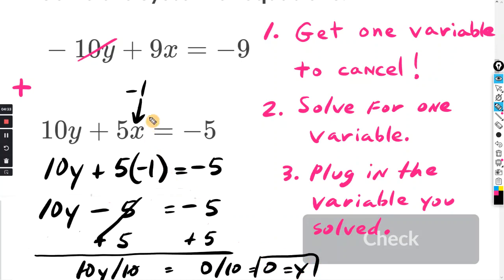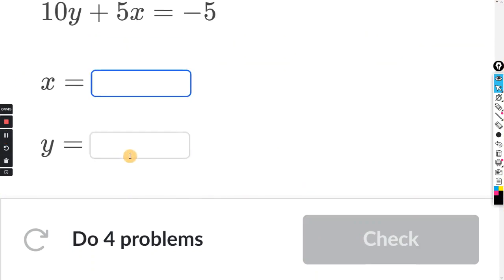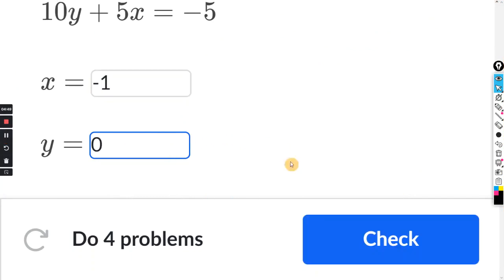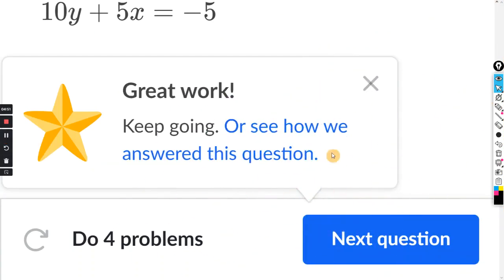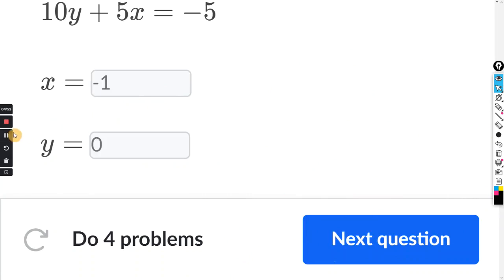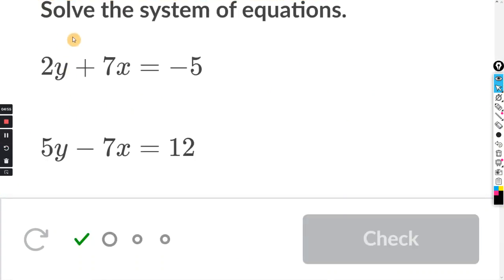So we had x equals negative 1 and y equals 0. Just click inside the box, negative 1 for x and 0 for y. The instructions are the same for all of these problems. They want us to solve the system of equations.